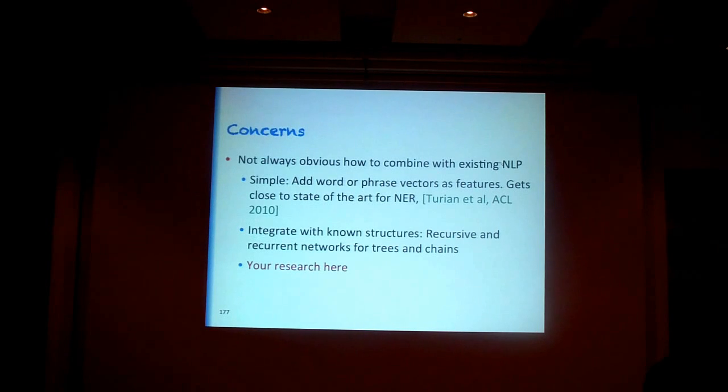Then something a bit more involved, the kind of thing that Richard has been talking about, is integrating the ideas of representation learning and deep learning with known ways of doing things in NLP, like parsing. We talked about recursive and recurrent networks for trees and chains to do that. And I think there are a lot of open and interesting questions on how to use our prior knowledge of language processing and combine it with the idea that we want to learn representations, we want to learn multiple levels of abstraction. So there's research to be done here.